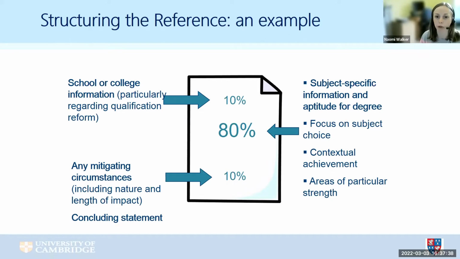But really what we're most interested in is the academic ability of the students. It's that 80% in the middle. You'll notice they've not referenced extracurricular here at all. So there's no expectation for any extracurricular at all to come into the reference.